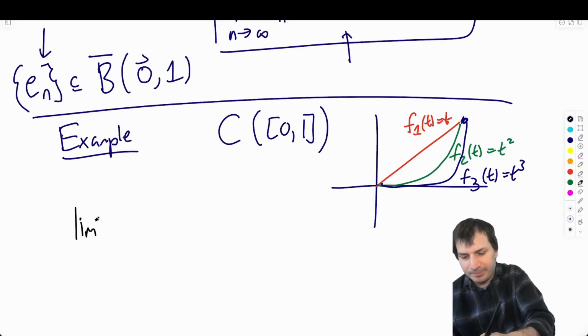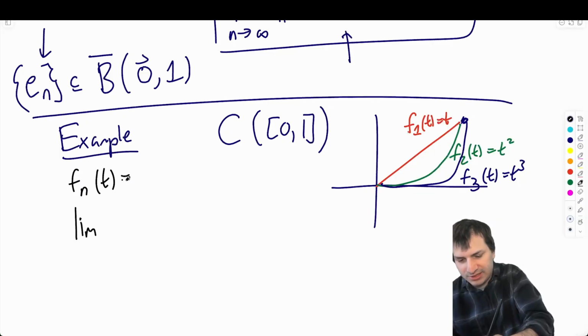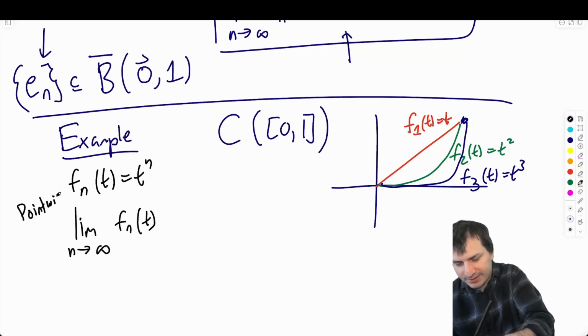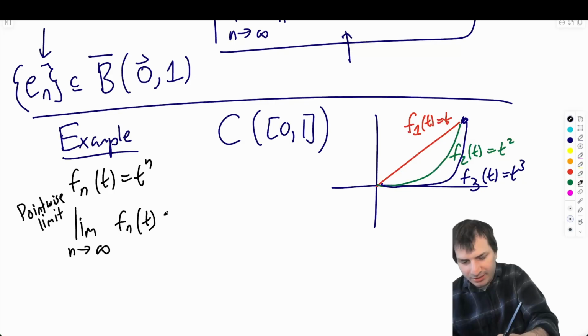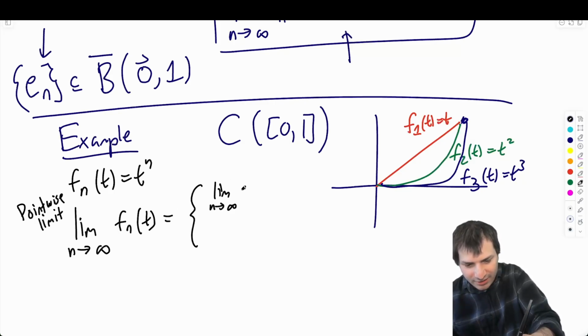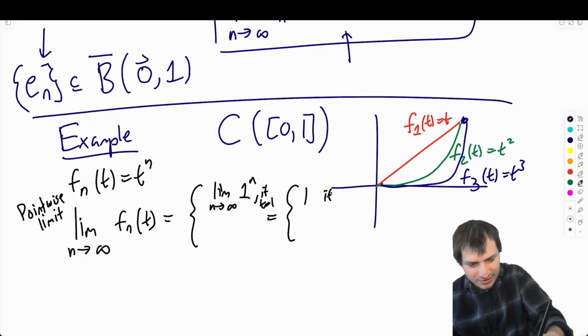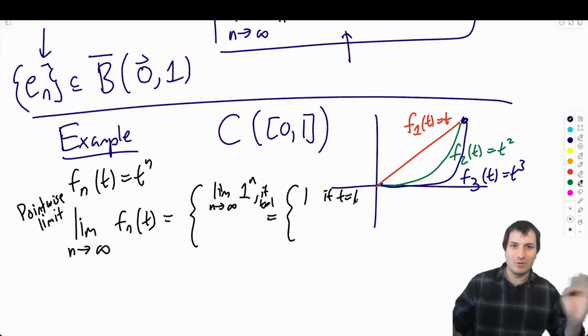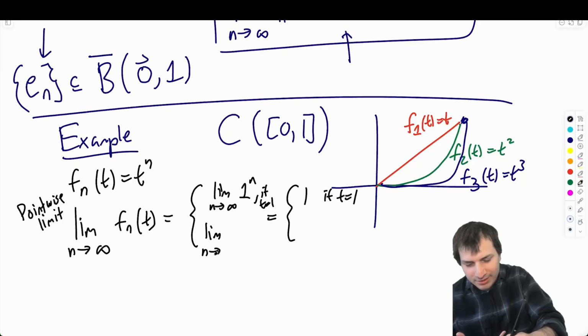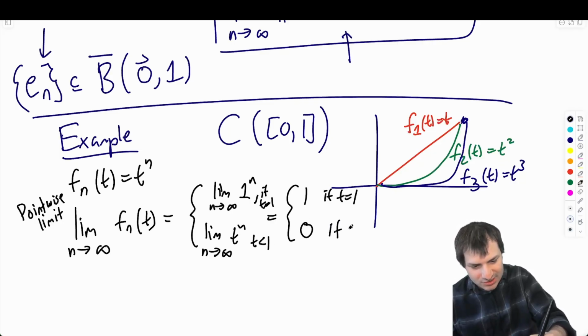So the limit of f_n of t equals t to the n, the limit as n goes to infinity of f_n of t, this is the pointwise limit. It is either the limit of the sequence 1 to the n, which is just 1, if t equals 1. So if t equals 1, it's always 1, it's just converging to 1. And if t is not 1, then you have the limit of t to the n, and t is strictly less than 1, and that limit is 0. So it's 0 if t equals 0.